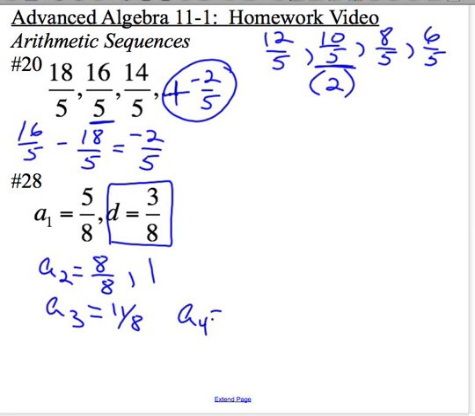To find my fourth term, I add 3/8 onto that, 14/8. Or if we simplify it, we get 7/4. And then my fifth and final term, I add 3/8 once again. I'll get 17/8.